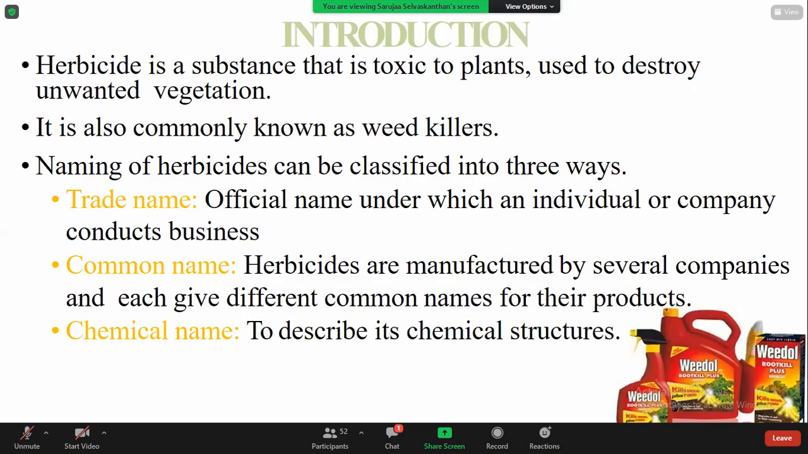Chemical name. They are classified into 5 types.